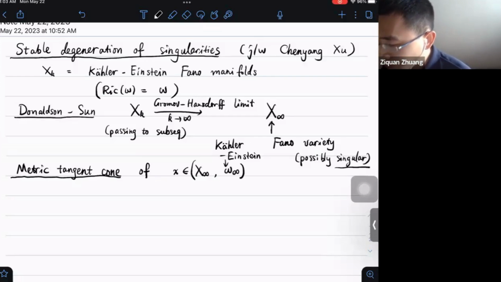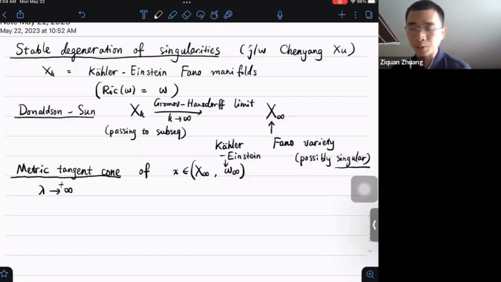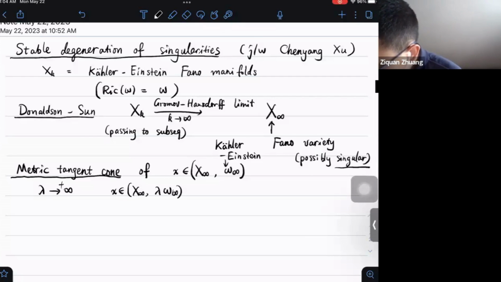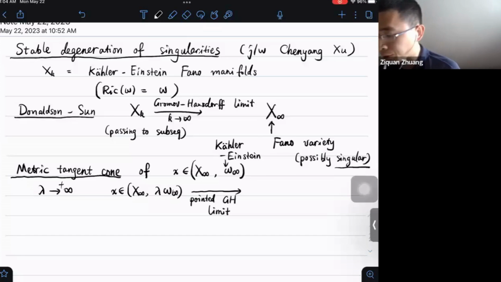Okay, so now how do you do this? Well, if you want to zoom in at the singularity and look at the local structure, one thing you can do is to rescale this metric. So this time you choose some rescaling parameter that goes to plus infinity. And again, you extract a Gromov-Hausdorff limit of metric spaces with a base point. So I rescale this metric, and let lambda go to plus infinity. Then locally the space gets flatter and flatter, and in the end, if you extract a pointed Gromov-Hausdorff limit, what you get is the so-called metric tangent cone. Okay, so let me again give a name to this.